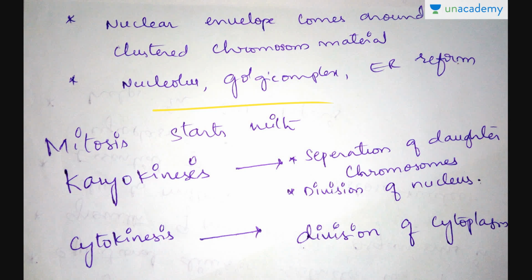We can say that mitosis starts with karyokinesis and ends with cytokinesis. Karyokinesis is nothing but separation of daughter chromosomes by division of the nucleus; when in a cell the division of the nucleus occurs, that stage is called karyokinesis. Cytokinesis is a process where the cytoplasm divides.